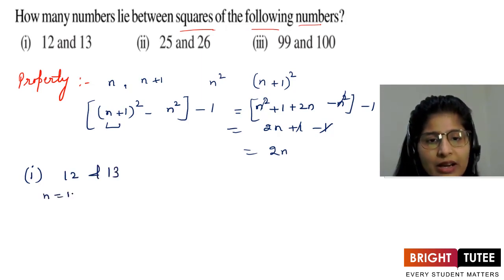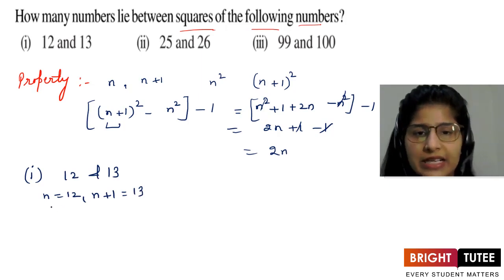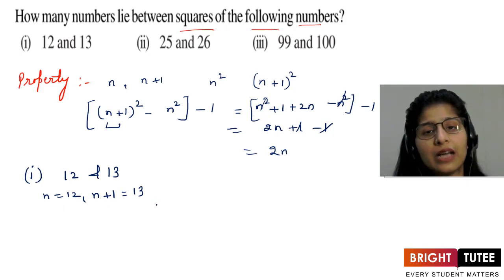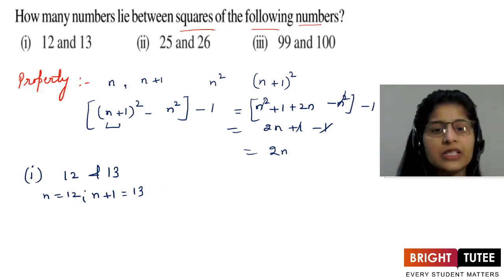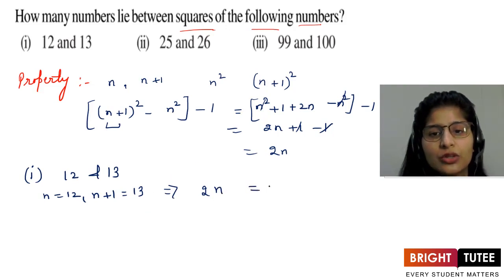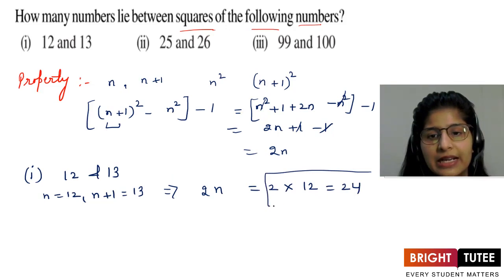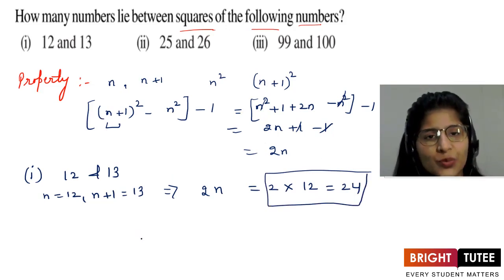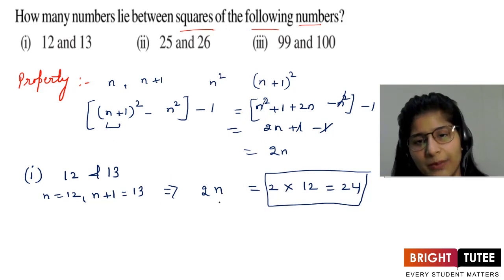So here in the first question, we have 12 and 13. So n is 12 and n plus 1 is 13. Now how do we find the numbers that are lying between the two squares? You need to do 2 into n. 2 into n is 2 into 12, so there are 24 numbers that lie between 12 square and 13 square. Let's verify it with one part, and the rest you can do using the same property.